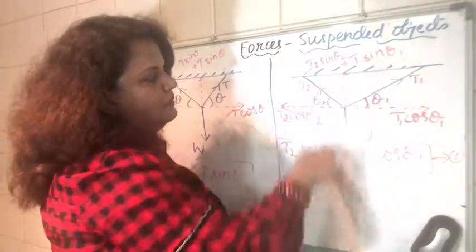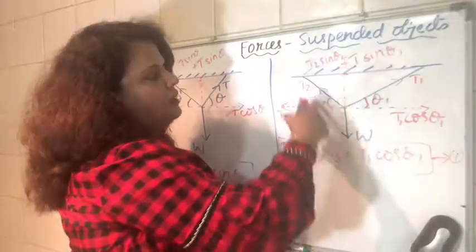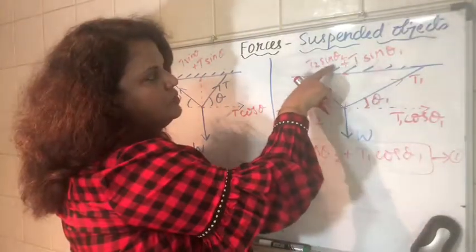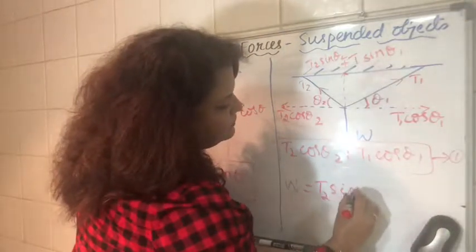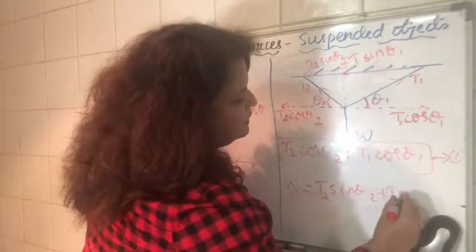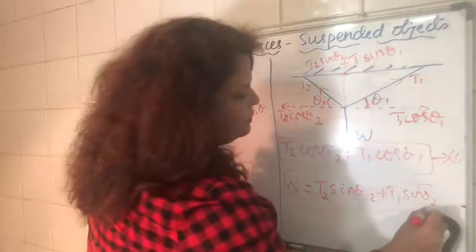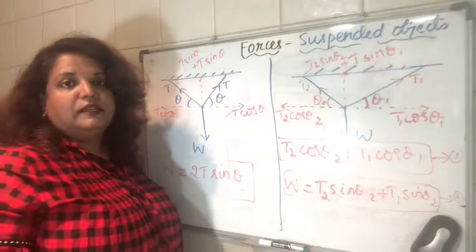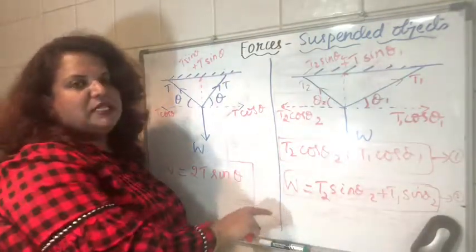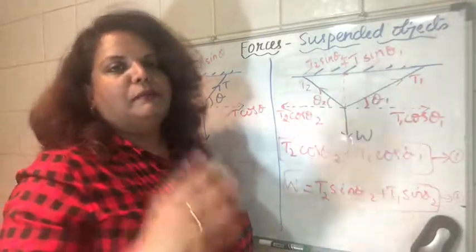But how about vertically? Vertically, W is the only force acting down. How about the forces acting up? T2 sin theta 2 plus T1 sin theta 1. This is your equation 2. Right? Now if you form these equations, then after this, as I said before, it is pure math skill.